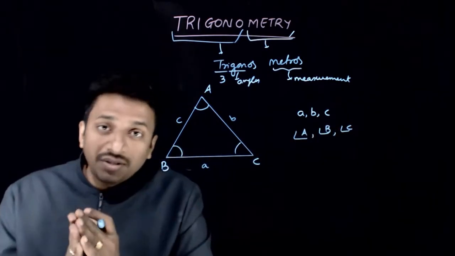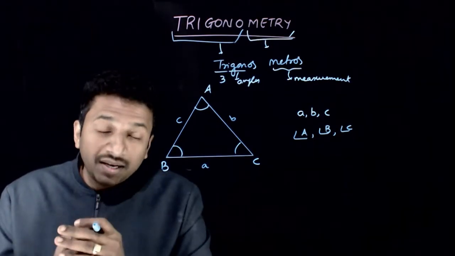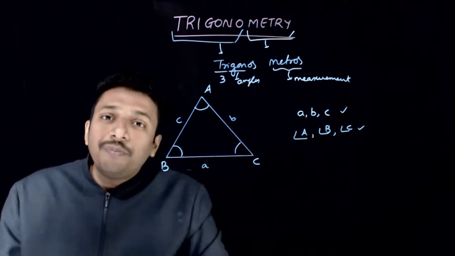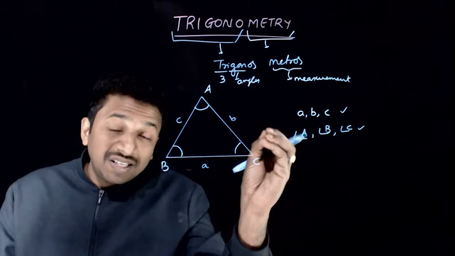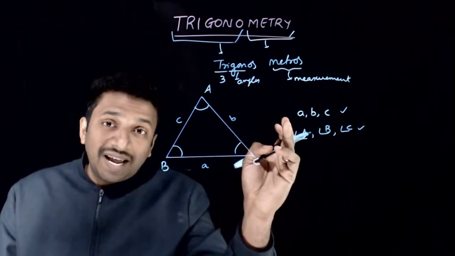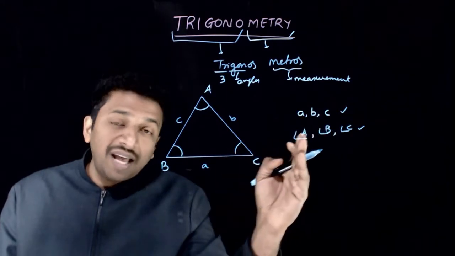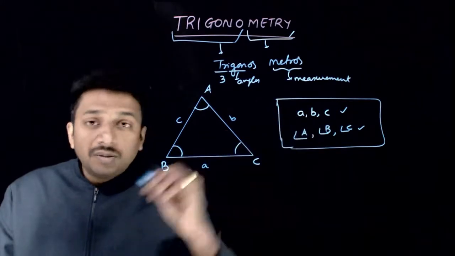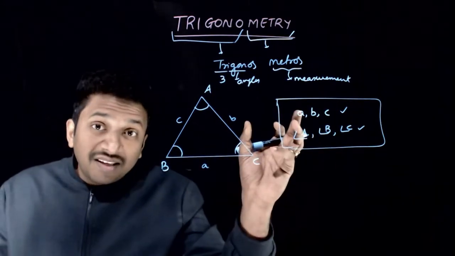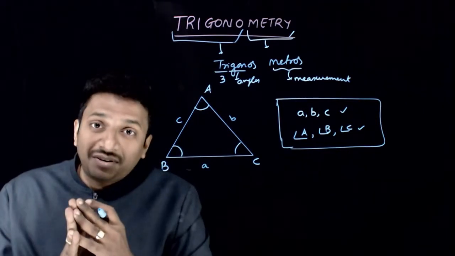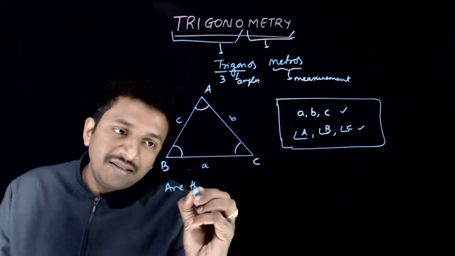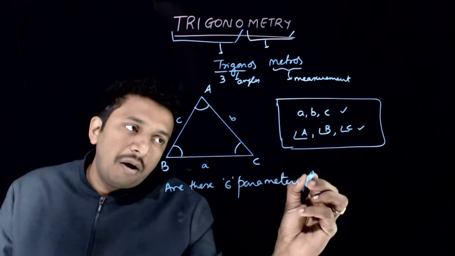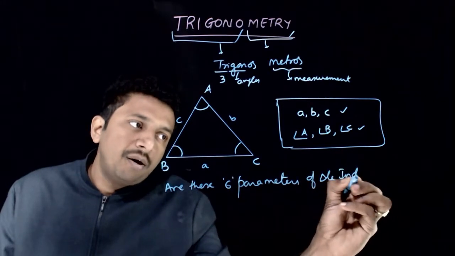If you know all this, you understand what this triangle is. So these are the things that you need to measure. There are six basic parameters: the three sides a, b, c, and the three angles capital A, capital B, capital C. But the question is, are these six parameters of a triangle independent of each other?